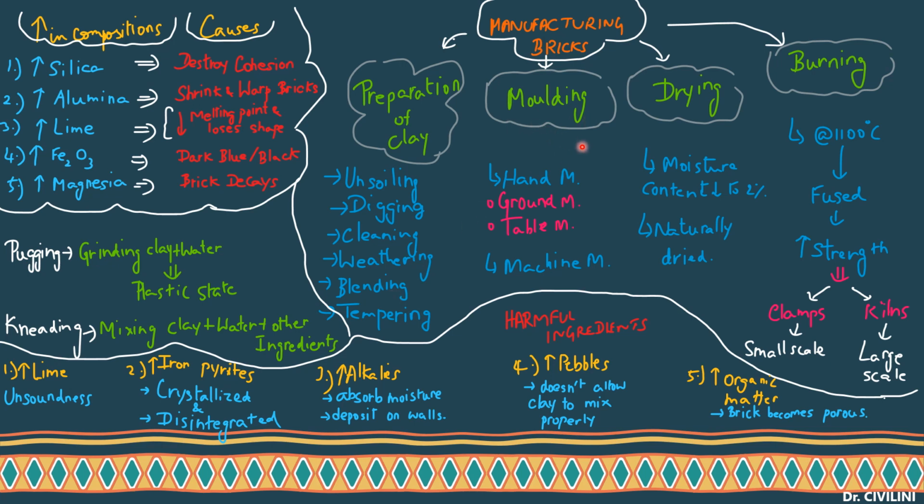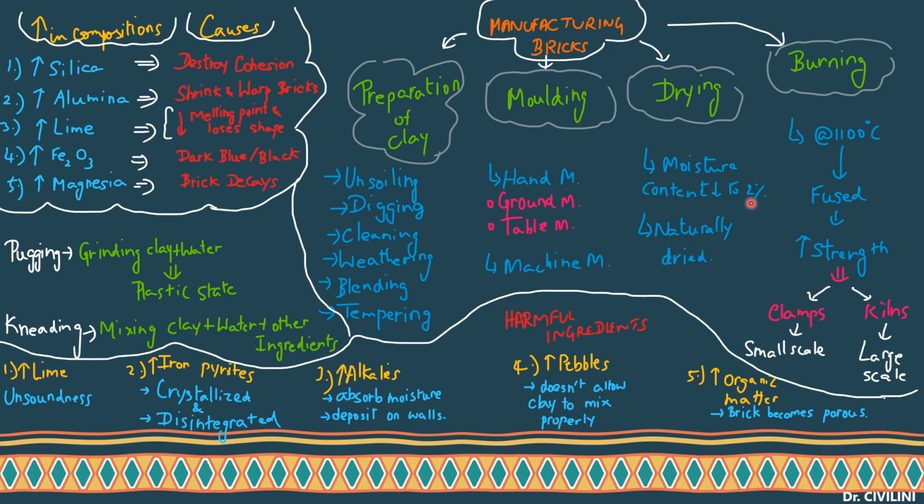Next is molding. Molding can be done either by hand or by machine. If you do it by hand, you can do it in 2 different types, either ground molding or table molding. Next is drying. Once this molding is done, you need to dry it. Only then will you be able to prepare your bricks. So what we do is we reduce the moisture content to 2% by natural drying, which is nothing but sun drying.